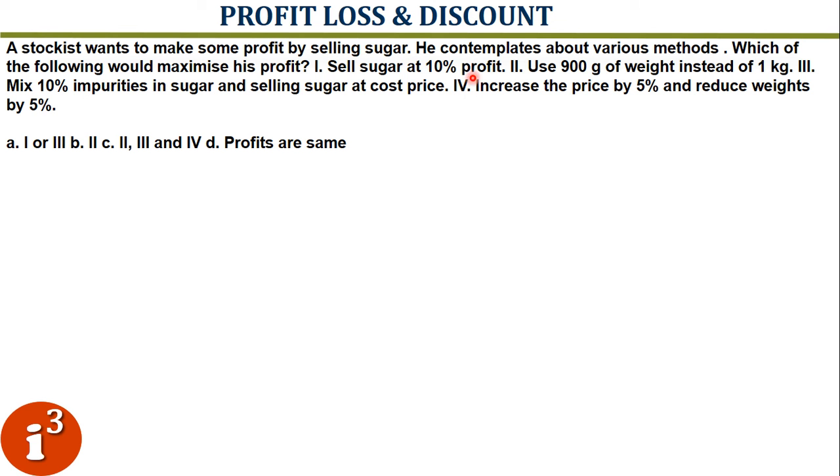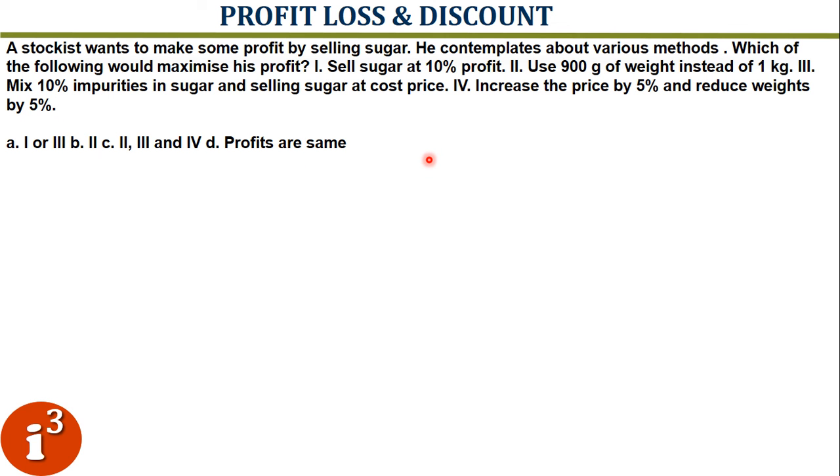First, sell sugar at 10% profit. Second is use 900 gram of weight instead of 1 kg. Third is mix 10% impurities in sugar and sell sugar at the cost price. Fourth is increase the price by 5% and reduce weight by 5%. We need to find out in which method the profit will be maximum.